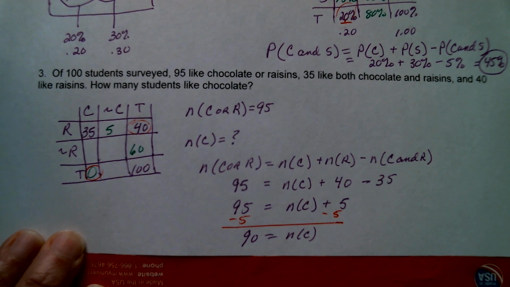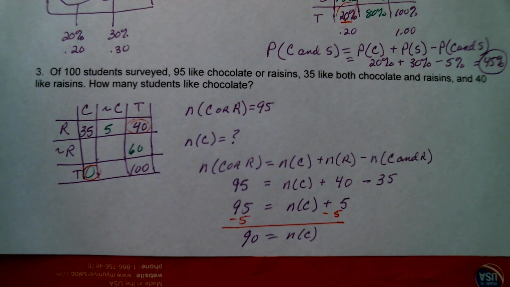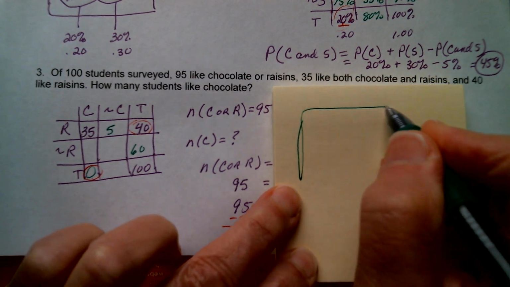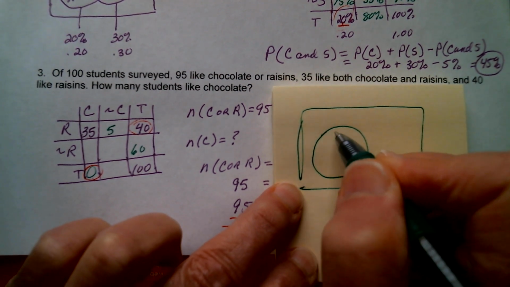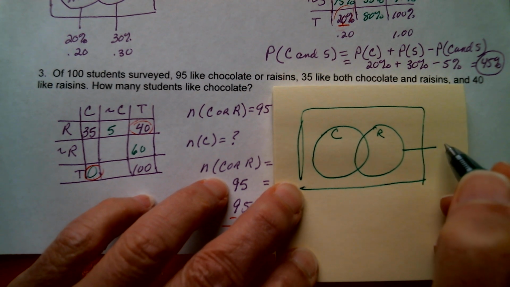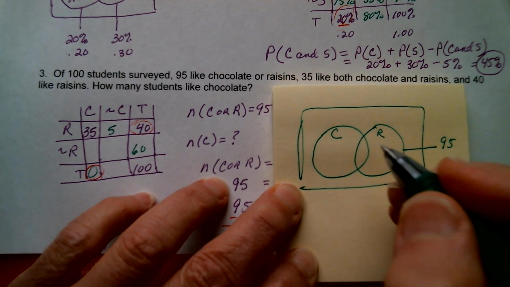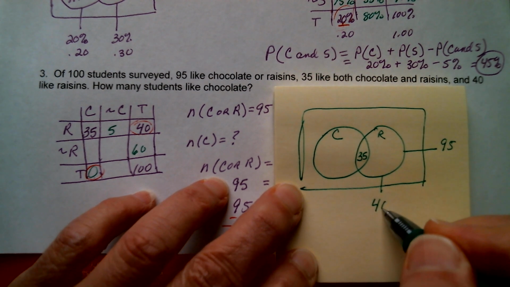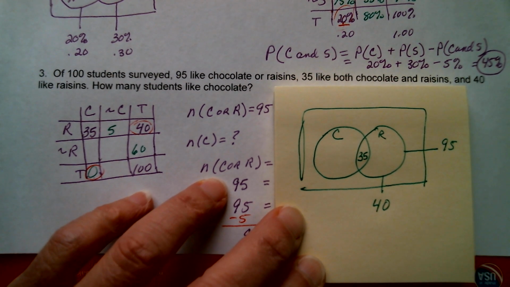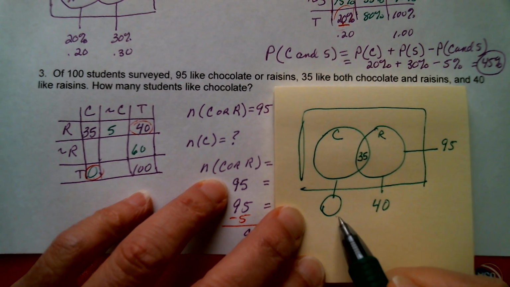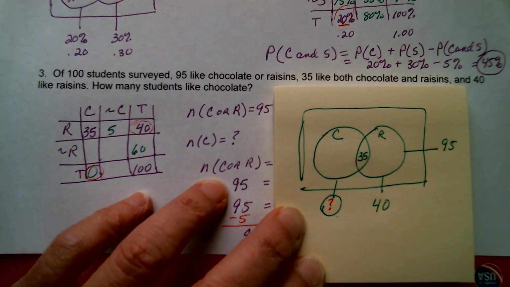Now, could I have gotten that using a Venn diagram? I ran out of room there. So if I'm using a Venn diagram, chocolate, raisins, chocolate or raisins was 95, 35 like both, that's our overlapping region, and 40 like raisins. And we want to know how many students like chocolate. So we want the lollipop stick for chocolate. That's what we're trying to find. This right here.